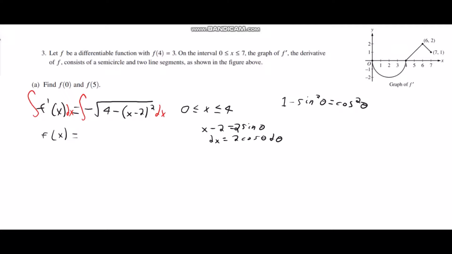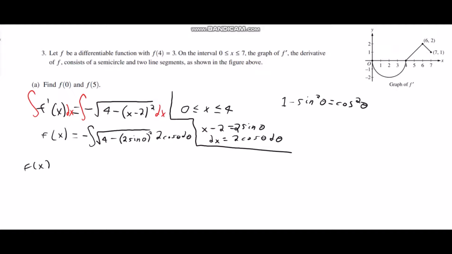All right, so this is going to be the integral. We have the negative. I can put that in the front. So we have negative integral square root of 4 minus, and then the x minus 2 is 2 sine theta, and then we have to square that. And the dx is 2 cosine theta d theta. Let me draw a little separator here so we don't get confused. All right, now let's work this out.